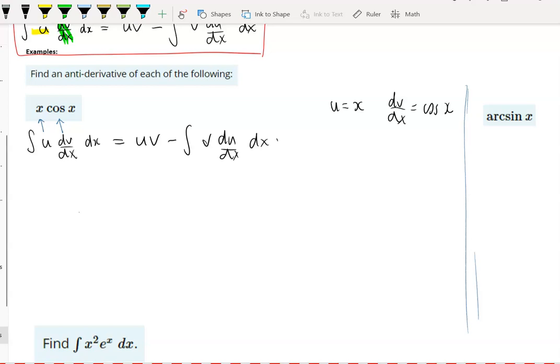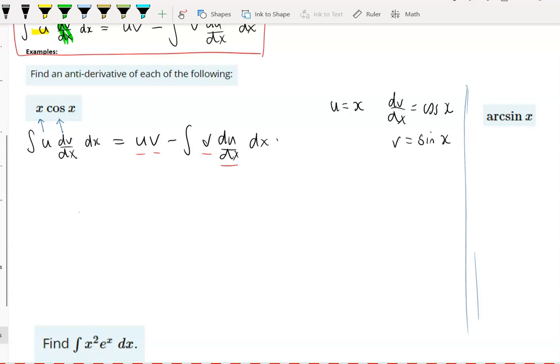So if I look at my formula, I need three things. I need a u, I need a v, I need the v again, and I need du/dx. Okay? So, do I have u? Yes, I do. Do I have v? No, I don't. Can I get it? Yes, I can. The v dx is cos x, so the integral of cos is sine.